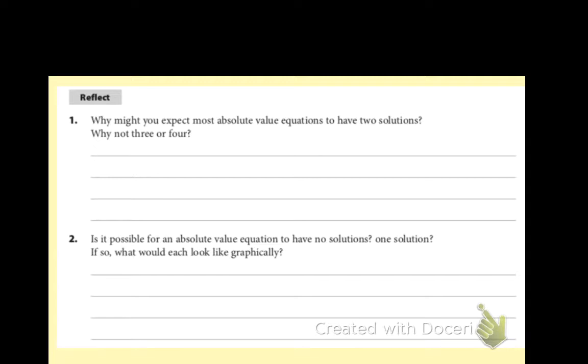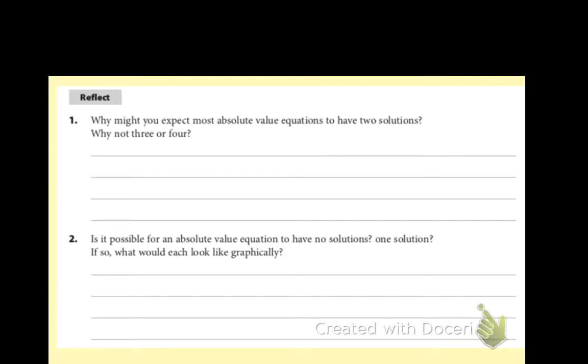So I'd like you to go ahead and pause the video and take a few moments to reflect on the following questions. Number 1, why might you expect most absolute value equations to have two solutions? Why not 3 or 4? Number 2, is it possible for an absolute value equation to have no solutions? One solution? If so, what would each look like graphically?